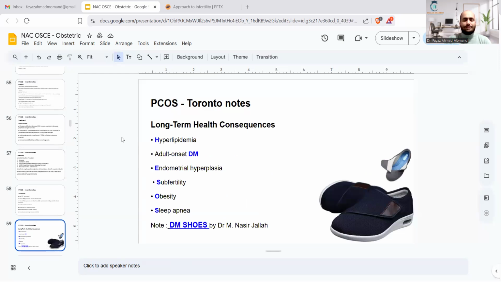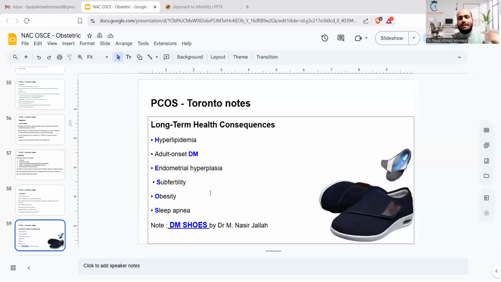Now, PCOS comes with some long-term complications. Hyperlipidemia and DM would be some of the complications that we would test them for at the time of diagnosis. They can also have endometrial hyperplasia or cancer because of the unopposed estrogen, since they usually are obese with having the menstrual issues. Infertility or subfertility, obesity, sleep apnea. Obesity is a cause of sleep apnea, so they may experience sleep apnea.